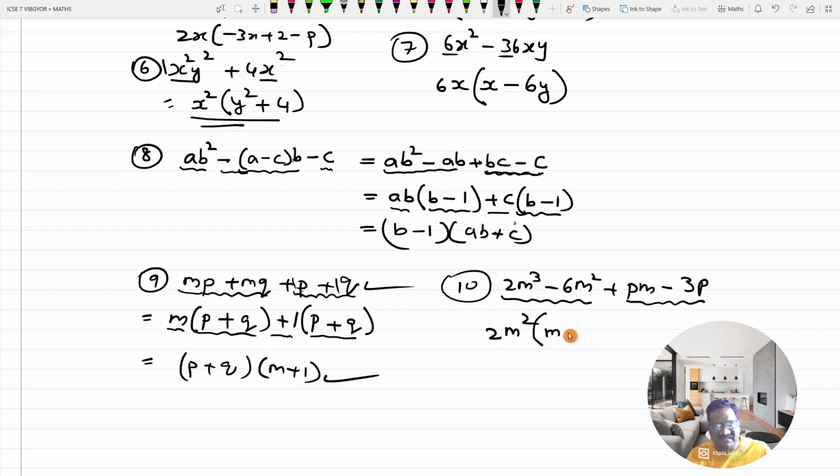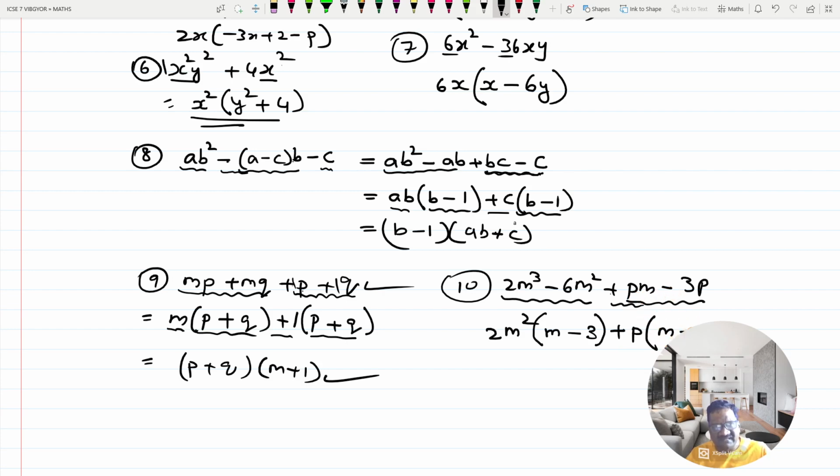Then a minus sign. From this second term, 6m square, 2 is already out, so 2 into how much is 6? 2 into 3 is 6, so I'll put a 3 over here, and m square is already out, so I have nothing to write over here, so I'll close the bracket. Then from the plus sign, from these two, what common I can remove is p, because I can see p in both. So p is removed out as common, so I'll put a bracket now. Now to get pm, I'll have to write m over here. So p into m is pm, right?